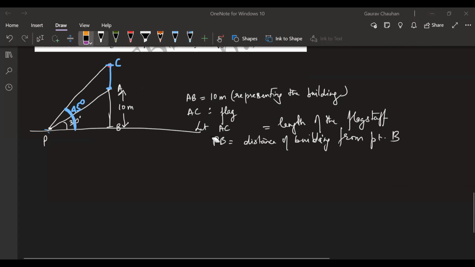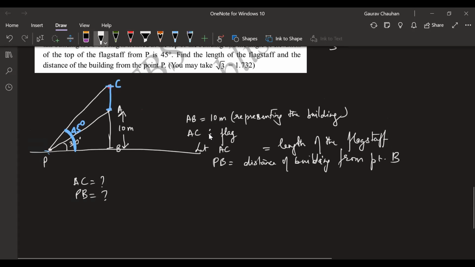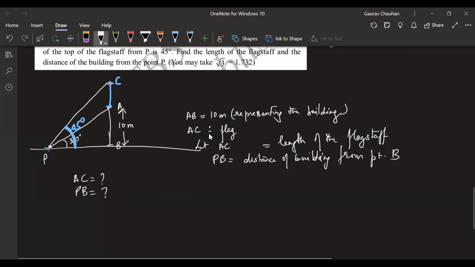We have this diagram here. What do we have to find at the end? You have to find AC equal to what? That's the height of the flag, or the length of the flagstaff. And we have to find PB equal to what? That's the distance of the point from the foot of the building. So these are the two things we have to find.